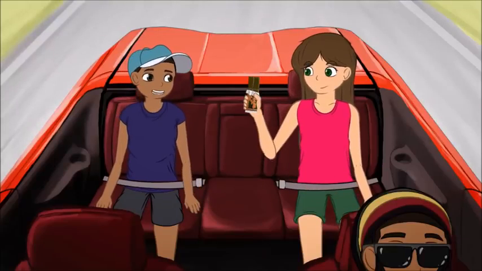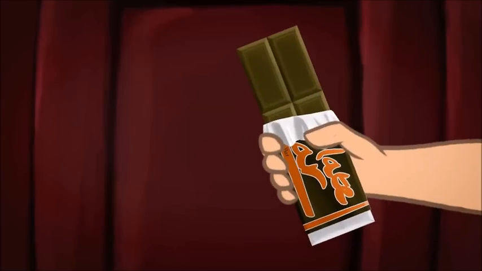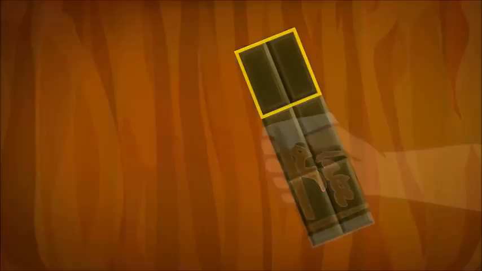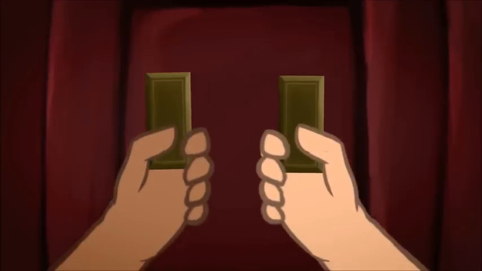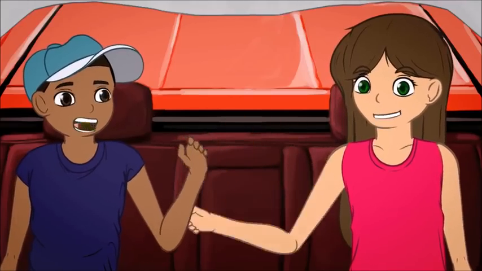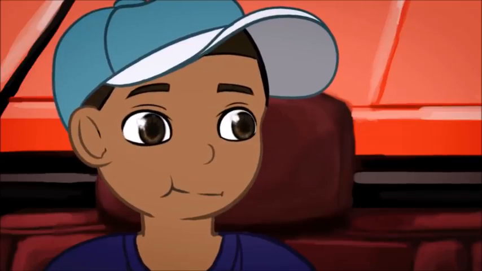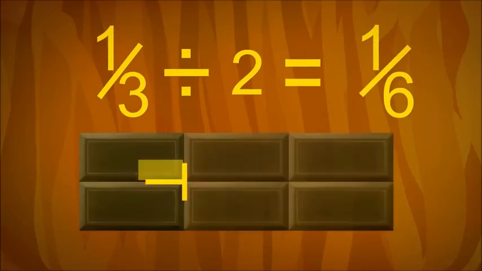Two friends were riding in the back of a car, shared a third of a candy bar. 1/3 divided by 2 is 1/6. They ate the 1/6 of the Twix. Draw one whole candy bar and then the fraction. Divide it by the whole number and find the quotient.